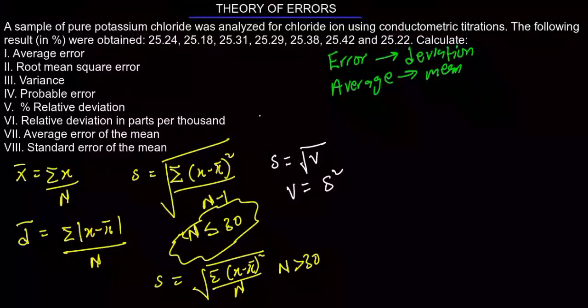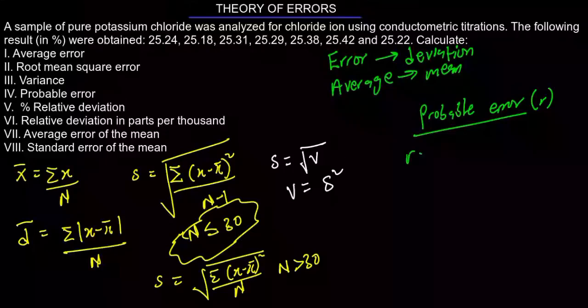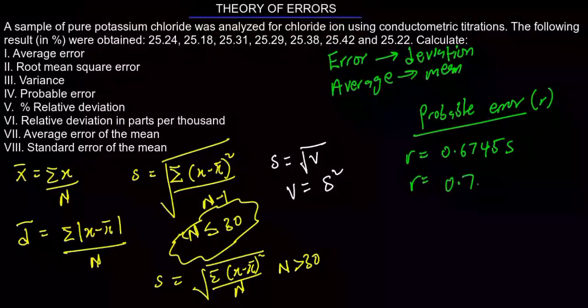After knowing that, jot this down. What's the formula for probable error? Probable error, denoted as R, has two formulas. The first one: R equals 0.6745S, where S is the standard deviation or root mean square error. Probable error can also be equal to 0.6745x or 0.7876 D bar. Either of these two will give you the right answer.